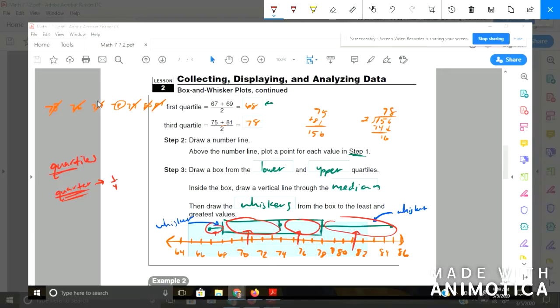And again, why am I doing this? Why am I making a box and whisker plot? It helps organize and display data, just like our chapter title says. It helps display our data so we can visually look at it and not just look at a bunch of numbers.